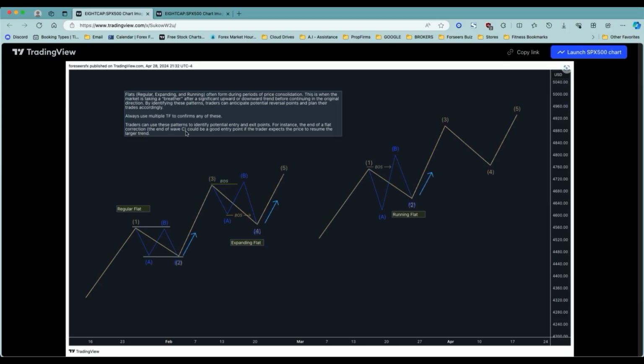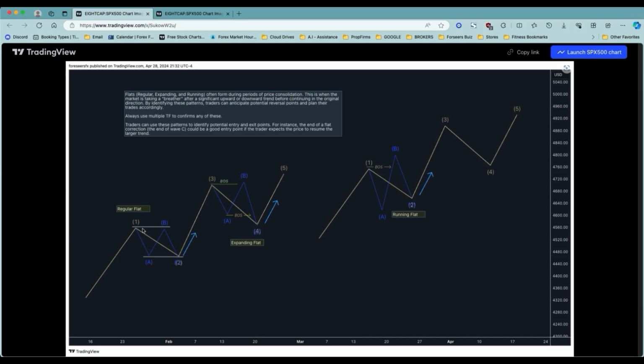Traders can use these patterns to identify potential entry and exit points. For instance, the end of a flat correction, the end of wave C, remember A, B, C, could be a good entry point if the trader expects the price to resume the larger trend. So if you entered at around C, you could catch impulsive leg 3.